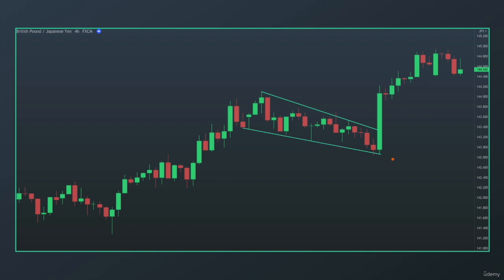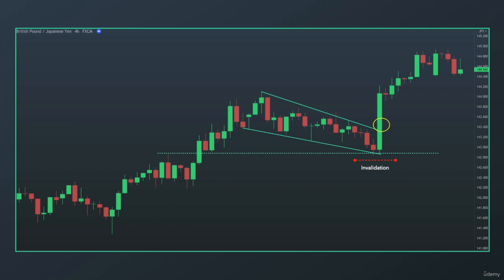So this pattern ended at a support level. So previous resistance turned into support. All right. So we will wait for a breakout and then put our invalidation just below the pattern.